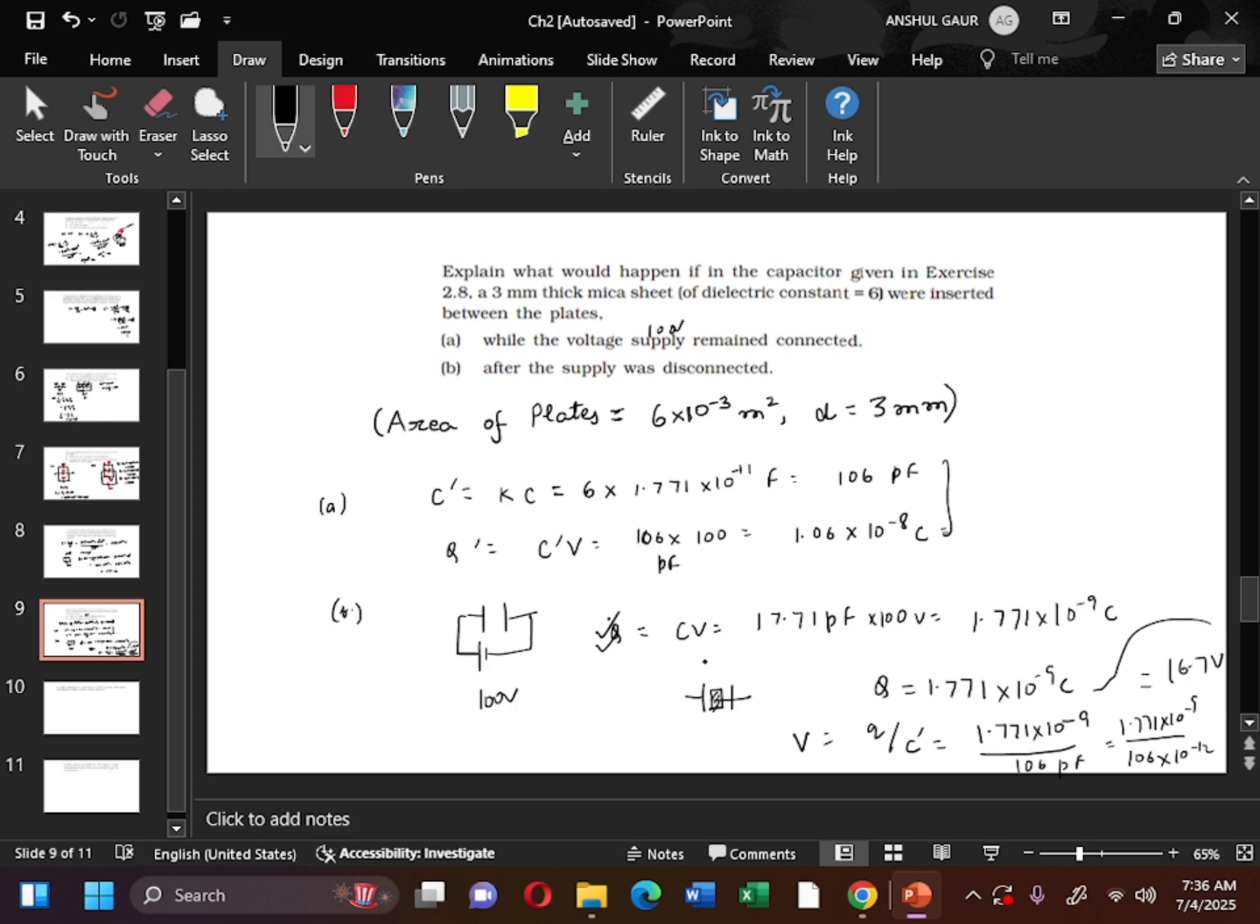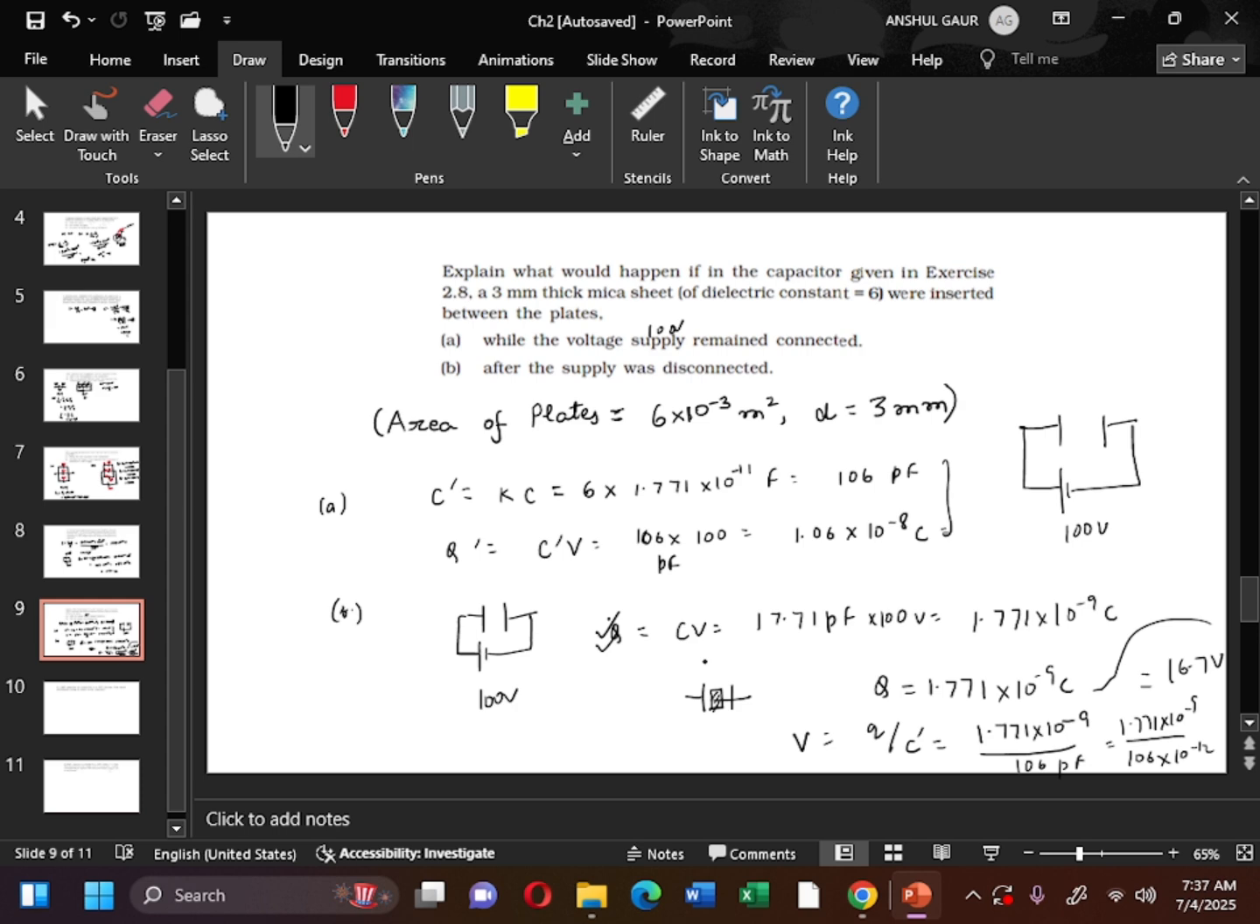इसमें कहा गया है कि डाइलेक्ट्रिक इंसर्ट किया गया, 3 mm थिकनेस की माइका शीट प्लेट्स के बीच में इंसर्ट की गई है, और इसमें दो कंडीशन दी हैं. पहली कंडीशन में कहा गया है कि वाइल द वोल्टेज सप्लाई रिमेन कनेक्टेड, यानी वोल्टेज सप्लाई कनेक्टेड है. फॉर एग्जांपल जैसे पिछले केस में हमने कैपेसिटर की बात की थी, और कैपेसिटर के अक्रॉस हमने 100 वोल्ट अप्लाई किया था.